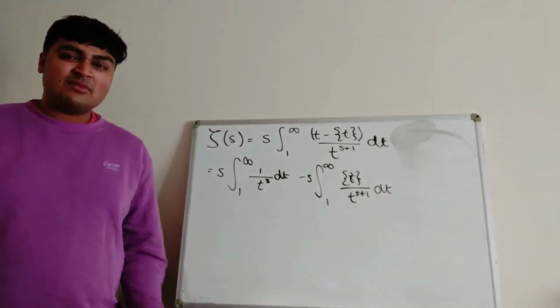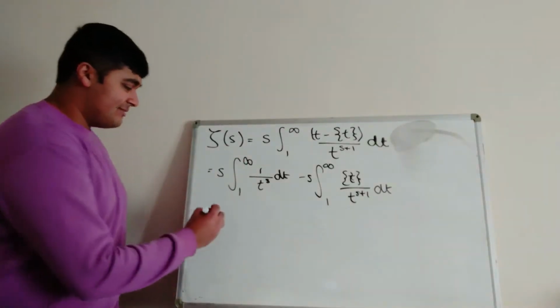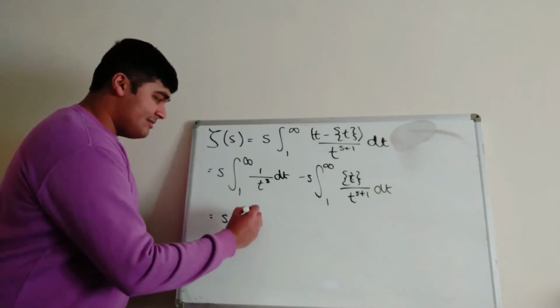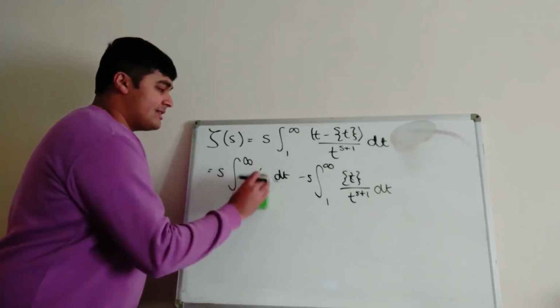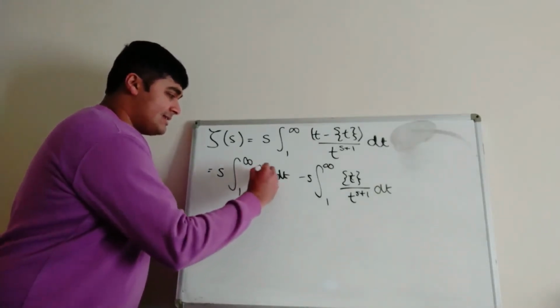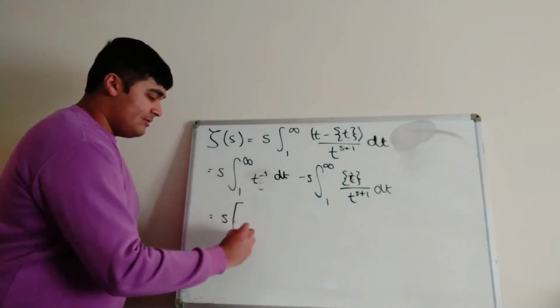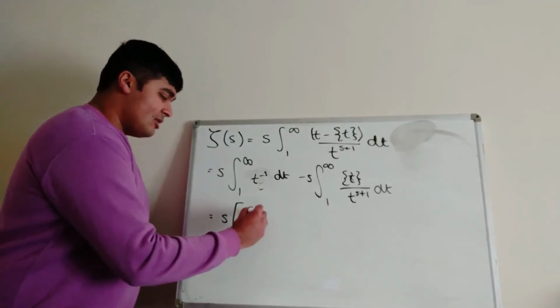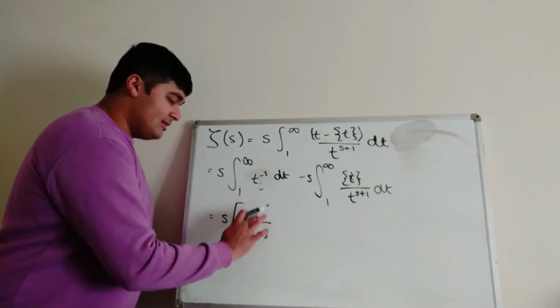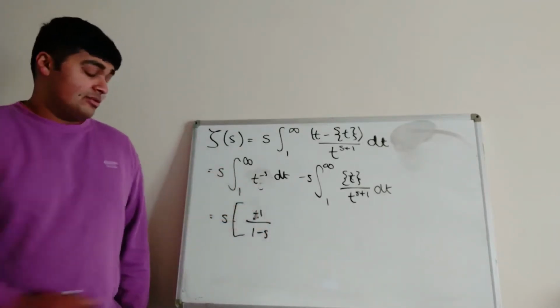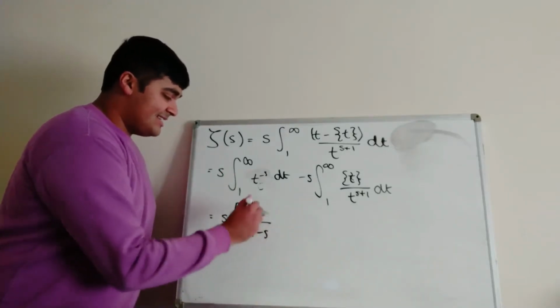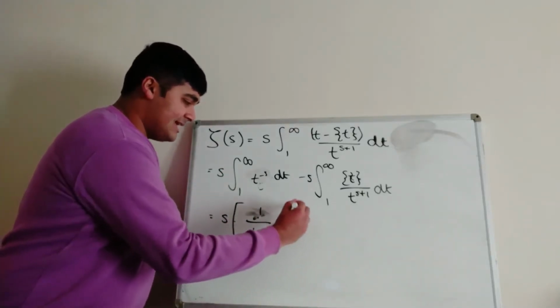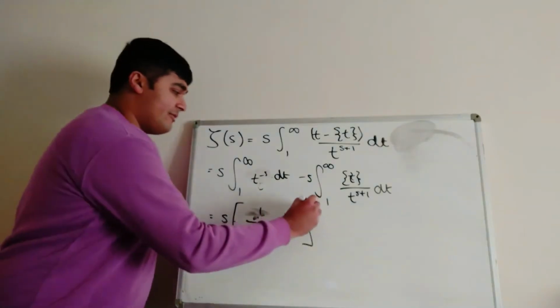1 over t to the s, well, we can just find a nice antiderivative to that. I'm going to write it as t to the minus s. Remember, add 1 to the exponent and then divide by the new exponent. So it's going to be 1 over 1 minus s times t to the 1 minus s, evaluated from 1 to infinity.